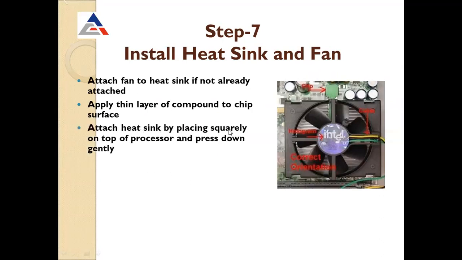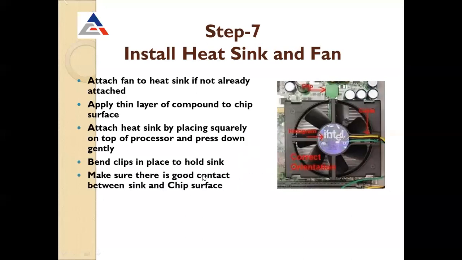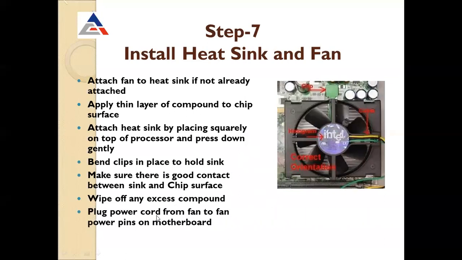Attach the heat sink by placing it securely on top of the processor and pressing down gently. Bend the clips into place to hold the sink. So bend all the clips so that we can hold the sink. Make sure there is good contact between the sink and chip surface. It means there should be a direct link between the sink and chip surface. Wipe off any excess compound. If there is a lot of extra compound, just wipe it off. Plug the power cord from the fan into the fan power pins on the motherboard. Now you just need to connect the power supply.